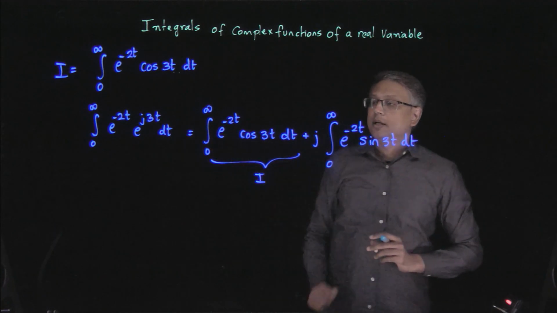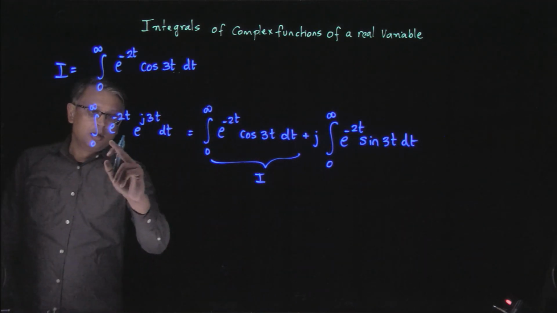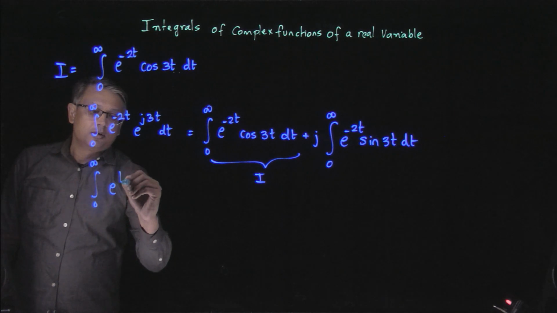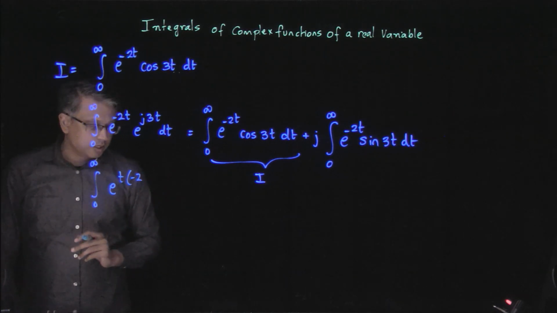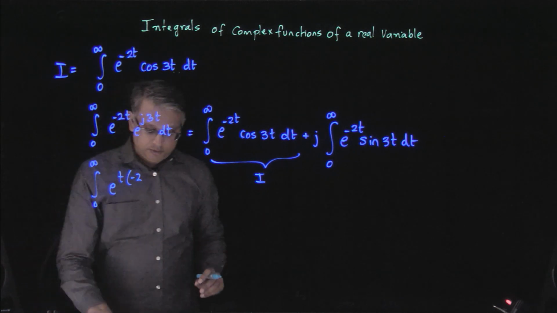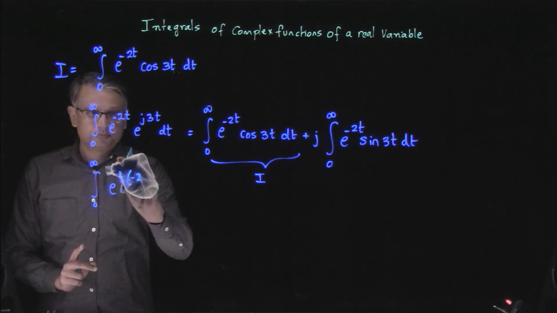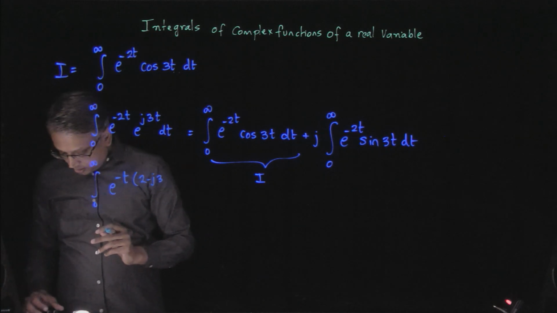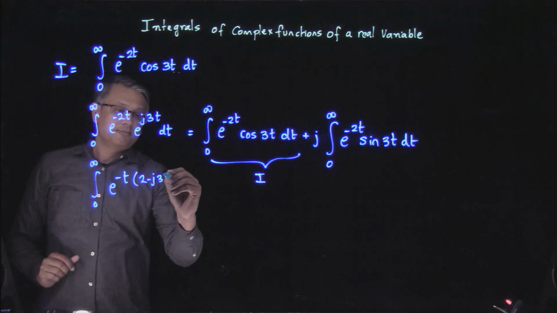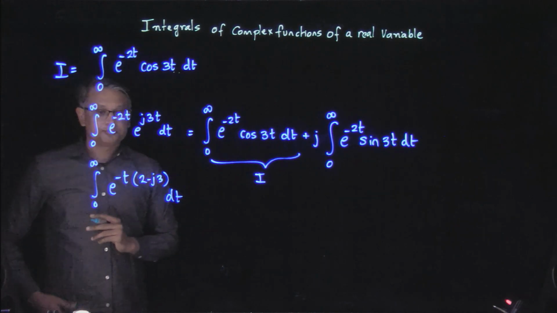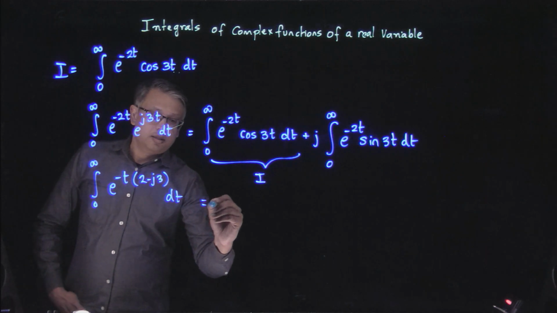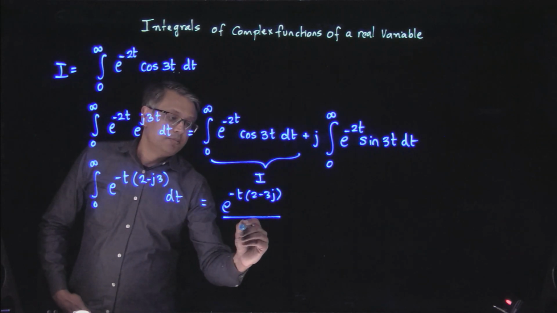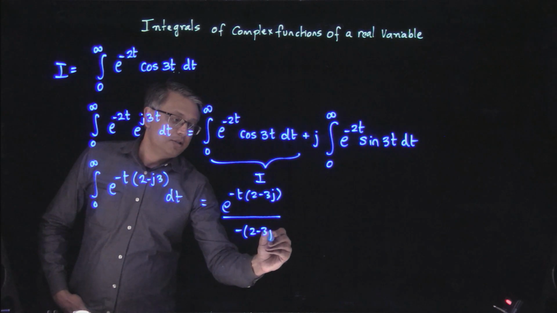And you will see that evaluating this integral is much easier than evaluating this integral, because if you look at this integral, this is e to the, you can think of it as t times, actually we'll write it as e to the negative t times 2 minus 3j times dt, and that is e to the negative t times 2 minus 3j divided by negative 2 minus 3j.